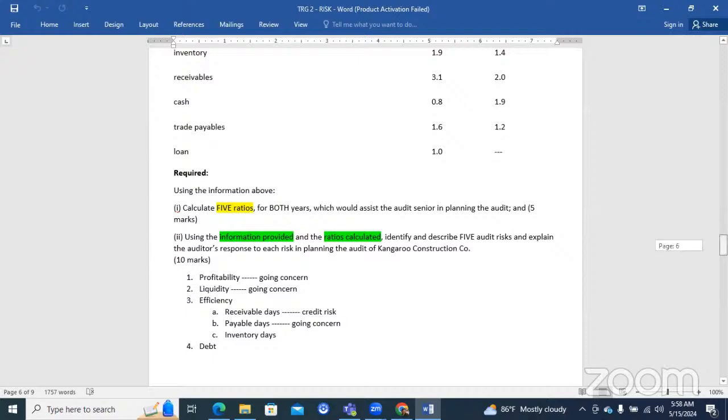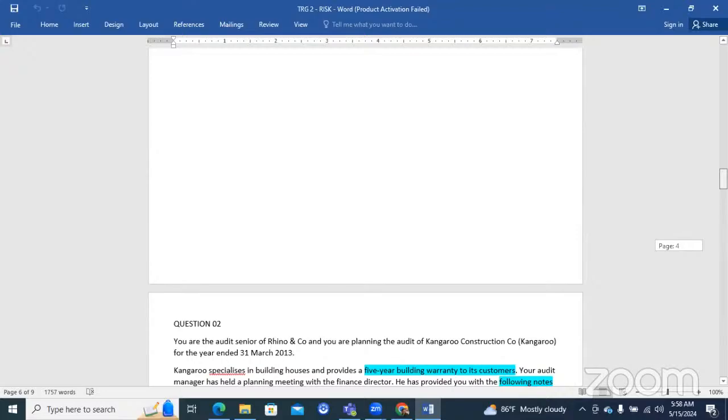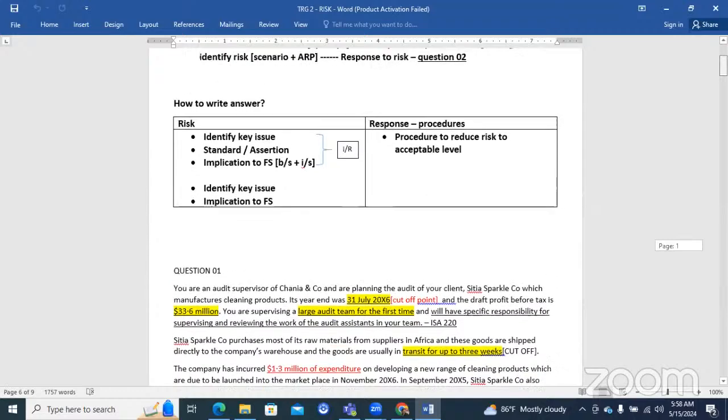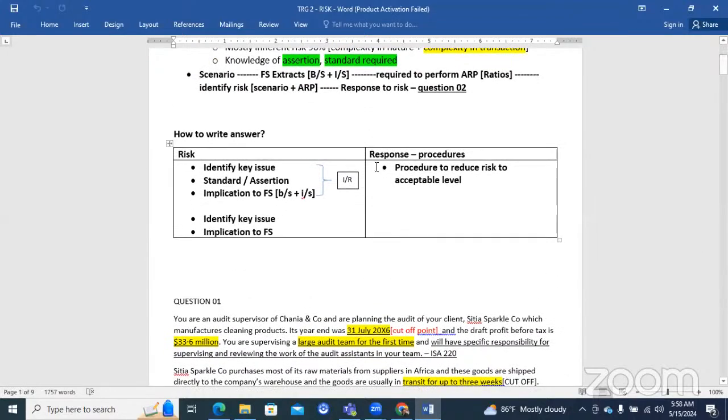Now let's move to the question. So I'll take this question. Before that, students, in your exercise book, put a subheading, how to write an audit risk answer, and copy this table, because you should know how to approach audit risk answers. Sri Lankan students, please write this. Indian students, already you have these things. So Sri Lankan students, you copy this table first. Then I'll move to the question.